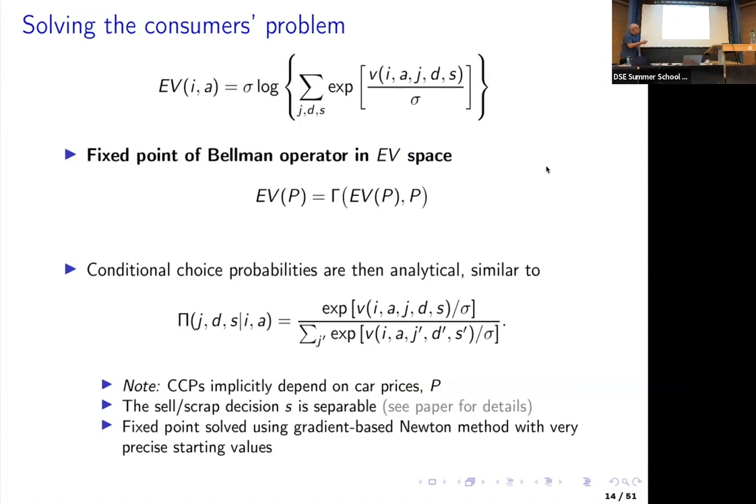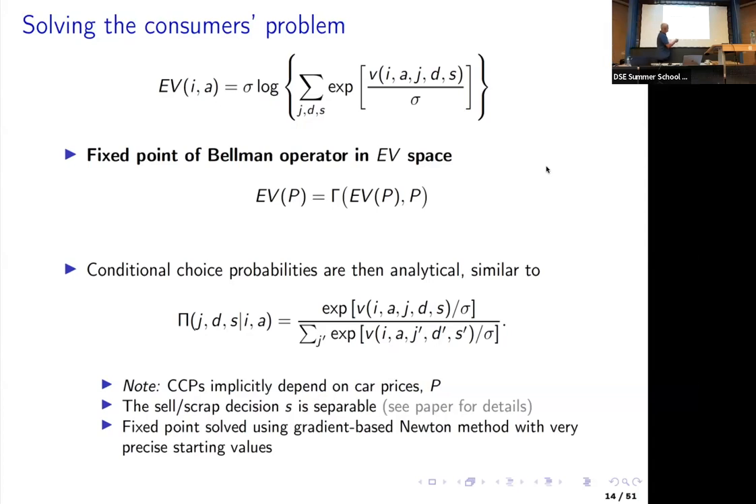So this is what we're just trying to express here, right? The expected value function is the fixed point of this Bellman operator. But since the Bellman operator is indexed by those prices, the fixed point is also going to be an implicit function of those prices, just like parameters affected the Bellman operator and the fixed point before. Okay.